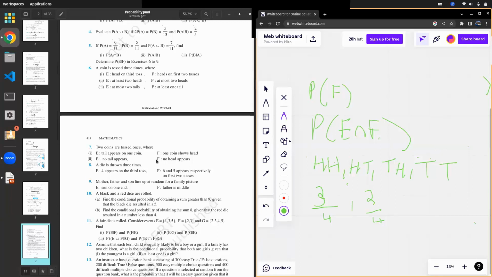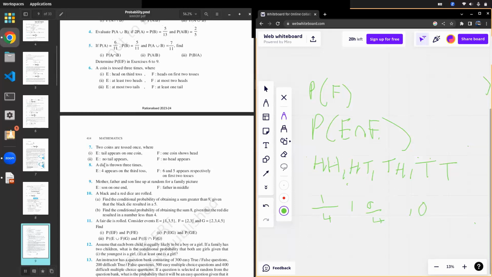The probability of F is given that no head appears. So it should be only TT. So probability of F will be 1 by 4. And E is no tail appears, and E intersection F will be no head appears and no tails appear, which is not possible because every outcome will have one of heads or tails. Without heads or tails, it is not possible to have an outcome. So it will be 0 by 4 and our overall probability will be 0.